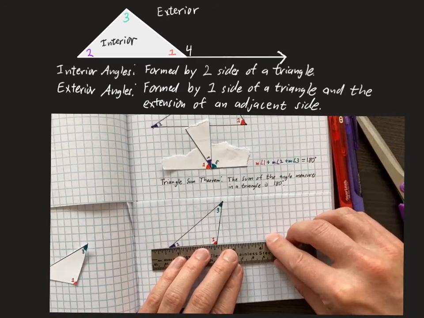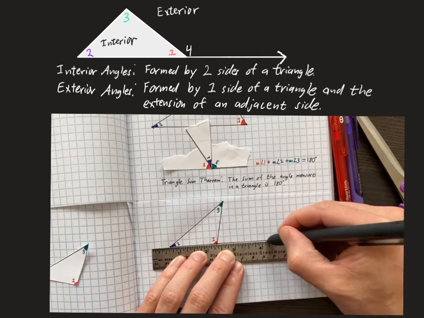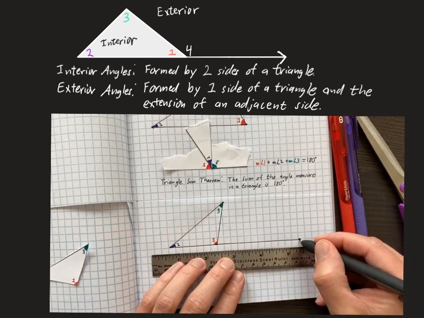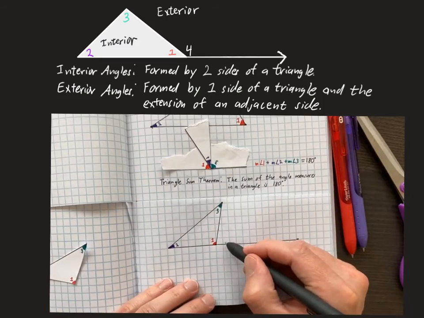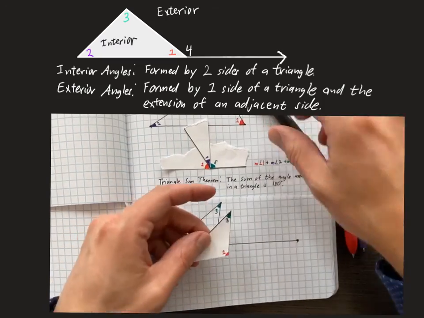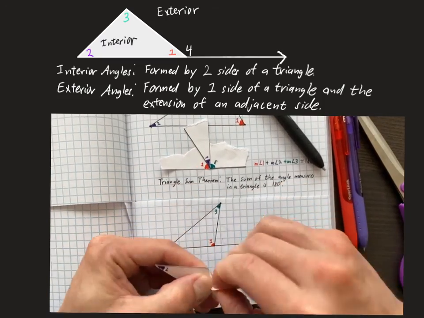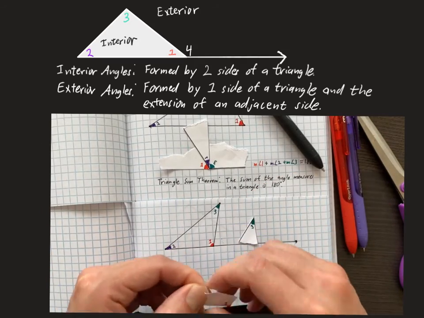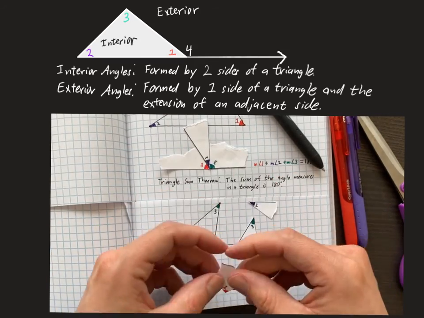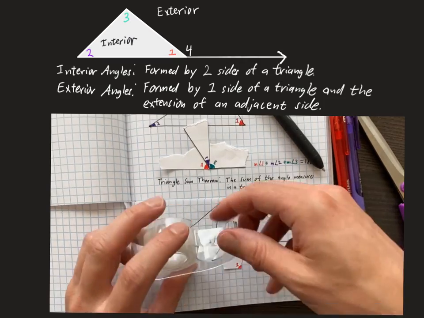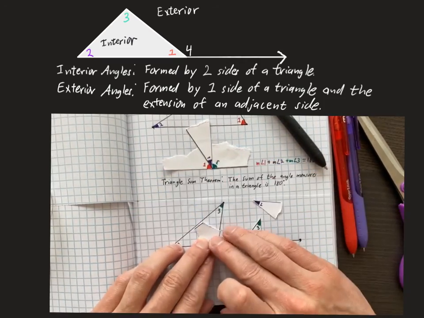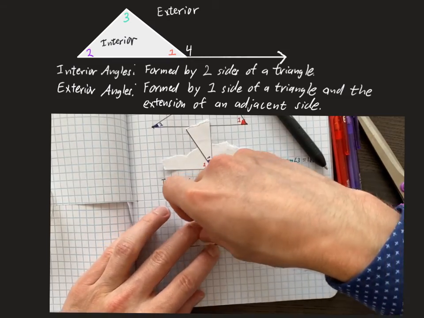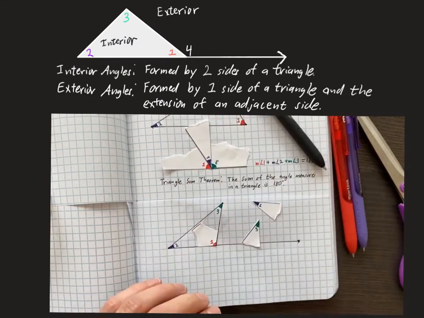Okay, and I'm also going to do an extension of that adjacent side there. And just like the last one, I want to take my triangle and tear it into 3 pieces, with 1 vertex on each piece. And this time what I'm going to do is tape my angle 1 over the angle 1 I have on my paper, just like that.